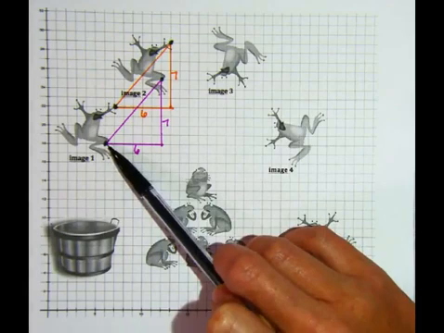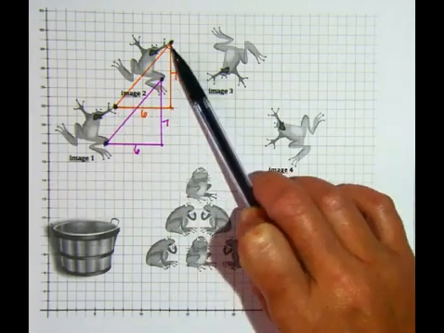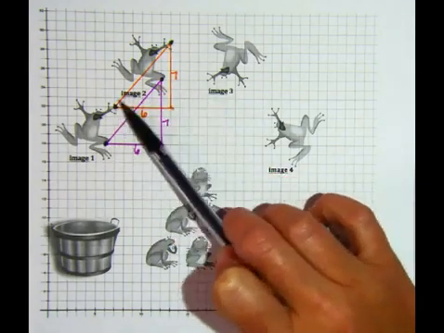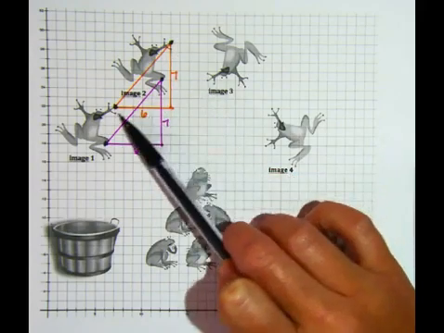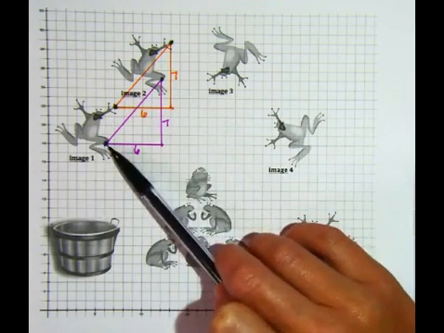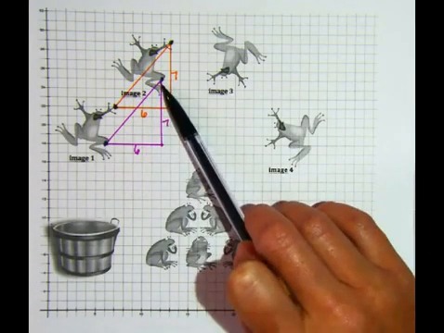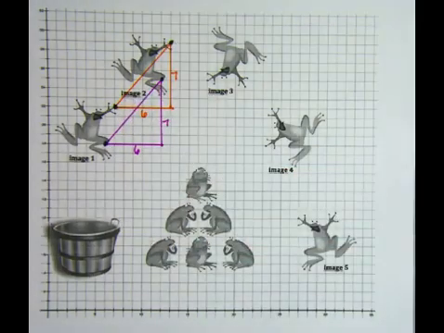If we find the slope of the segments connecting the corresponding pre-image and image points, we see that the segments are parallel. Additionally, we could use the Pythagorean theorem to find the length of each of the segments connecting the corresponding pre-image and image points to show that the segments are congruent.